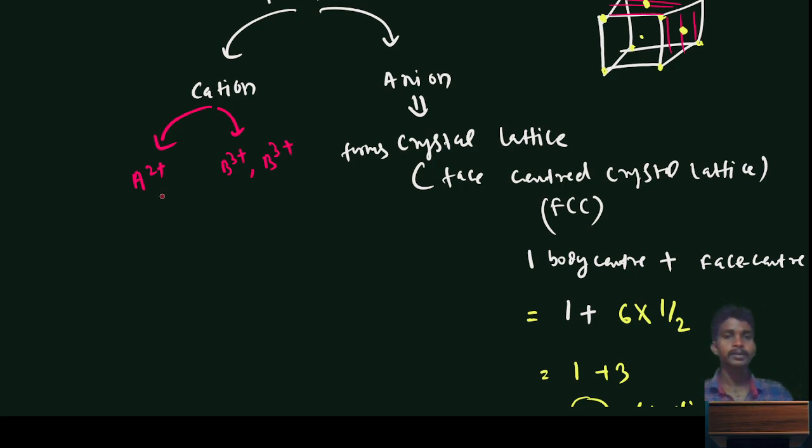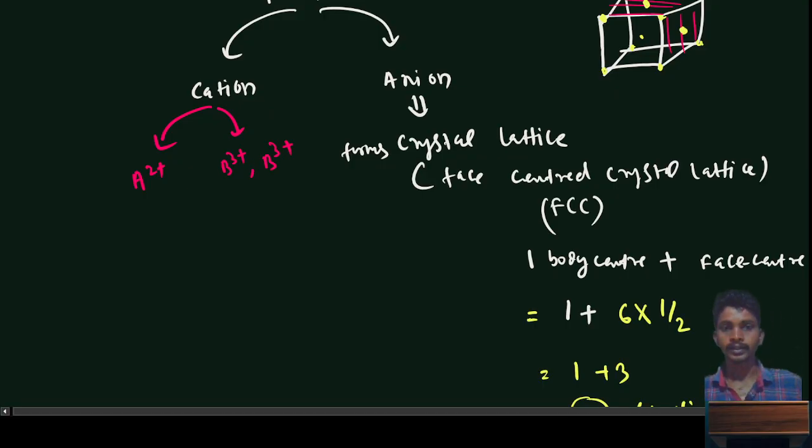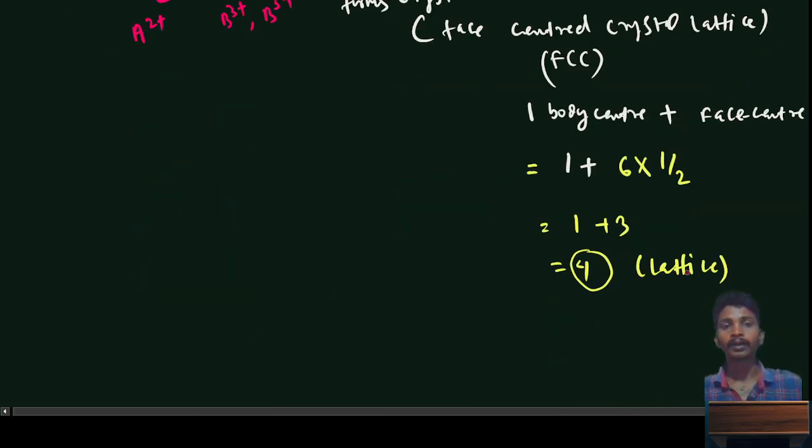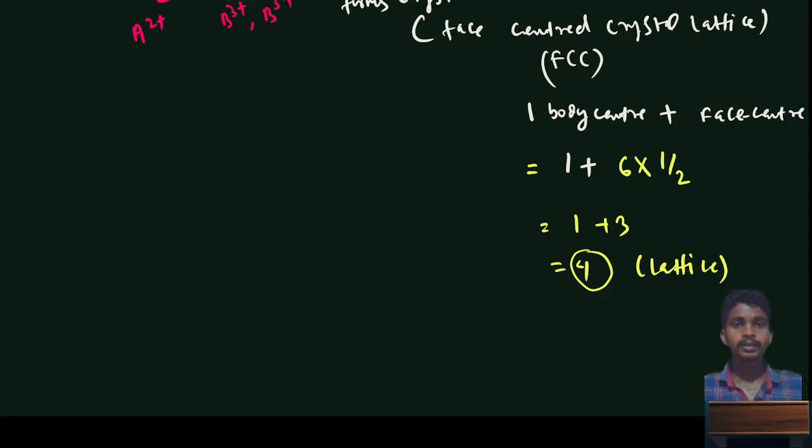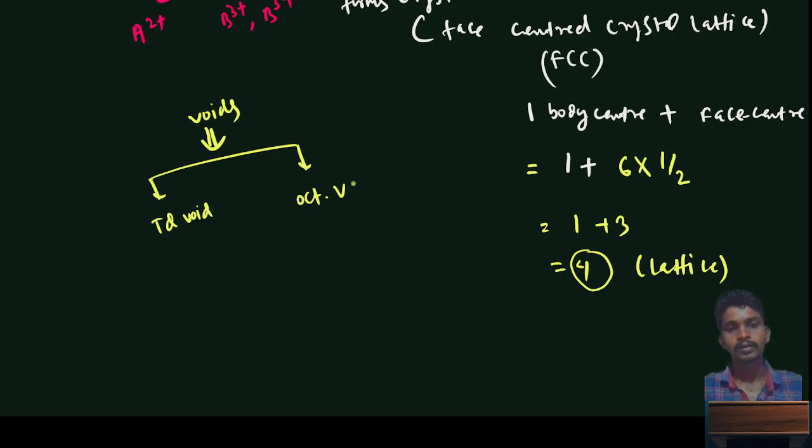Okay, so now, for these cations, we have to say that two types of sites are possible. The two types are tetrahedral sites and octahedral sites. Both tetrahedral sites and octahedral sites are possible.